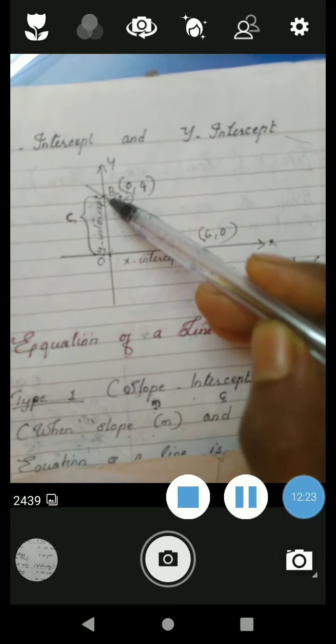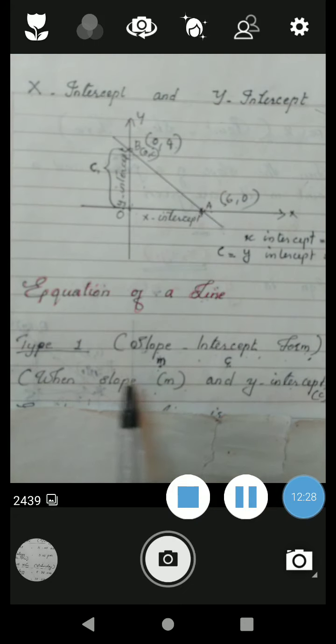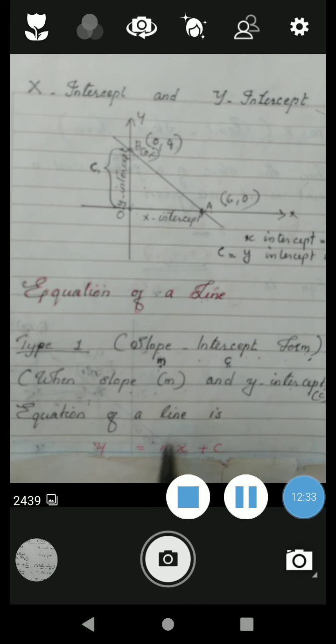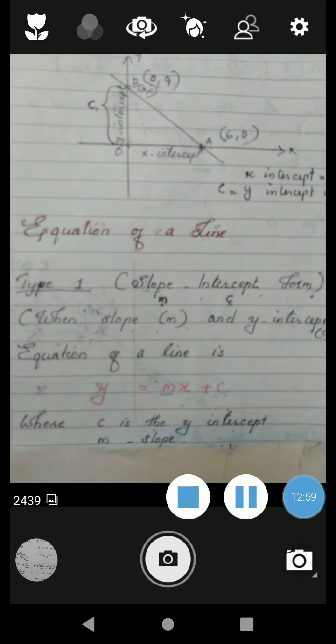Usually we use the letter C for y-intercept, and if these two things, slope and y-intercept, are given, the equation of a line is y is equal to mx plus c. Actually, this is the standard form of the equation of a line. Do you remember? Another form is ax plus by equal to c. In standard 9, we have already learned this. Y is equal to mx plus c, where m is slope and c is y-intercept.